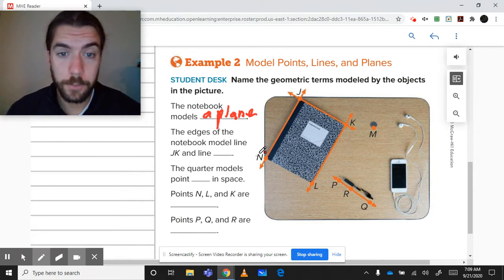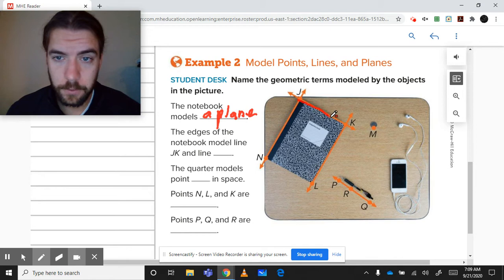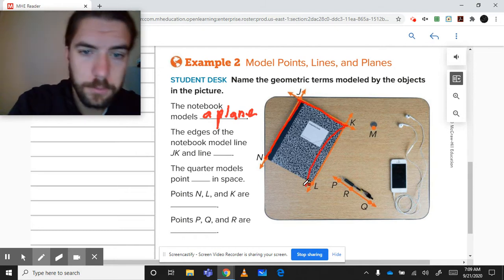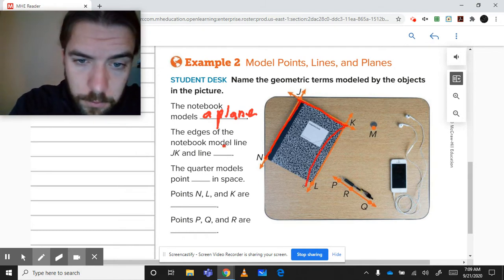The edges of the notebook model line JK. Okay, so JK is one edge, and also, well, JN and KL. So let's just write one of those. Give a space for one. I'm going to write JN.